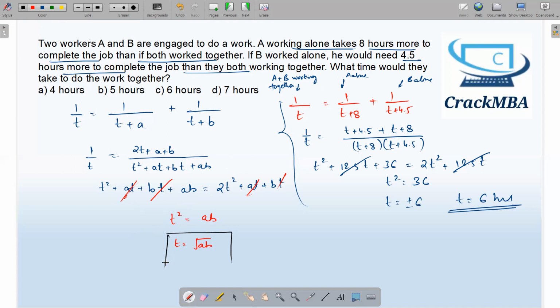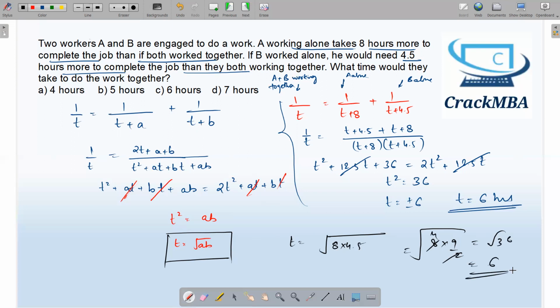Whenever you find this type of question, just find the product of this 8 and 4.5, whichever values are given, and find the square root of it. Let's use this formula in this question. Under root of 8 into 4.5, which is 8 into 9 by 2, root of 36. The answer of this question is 6. And with this formula, you can do this question in 10 seconds. With the earlier approach, you can do this in 1 minute.